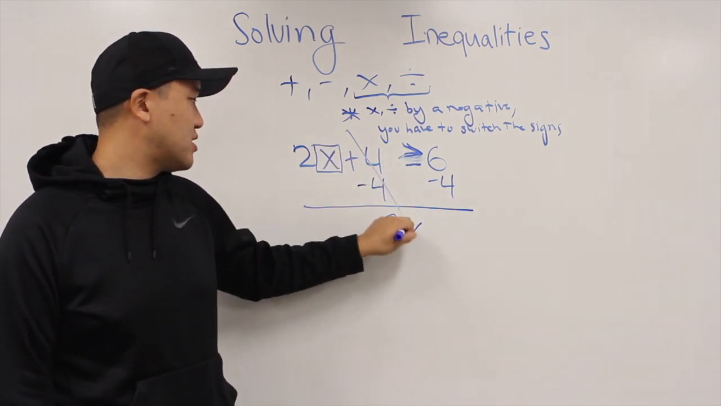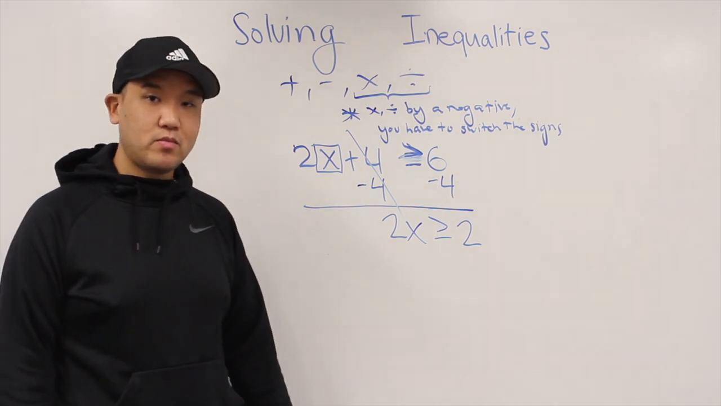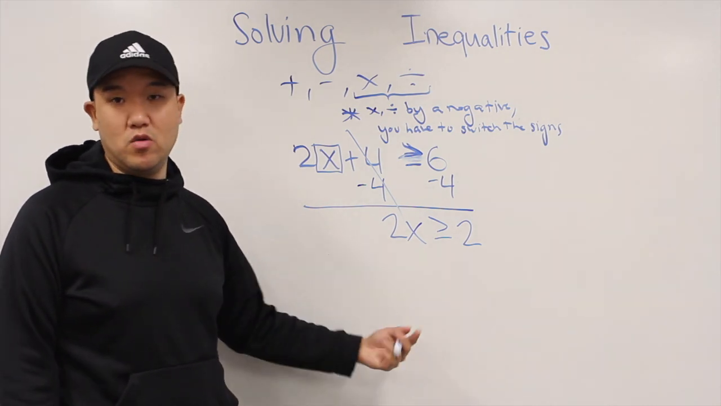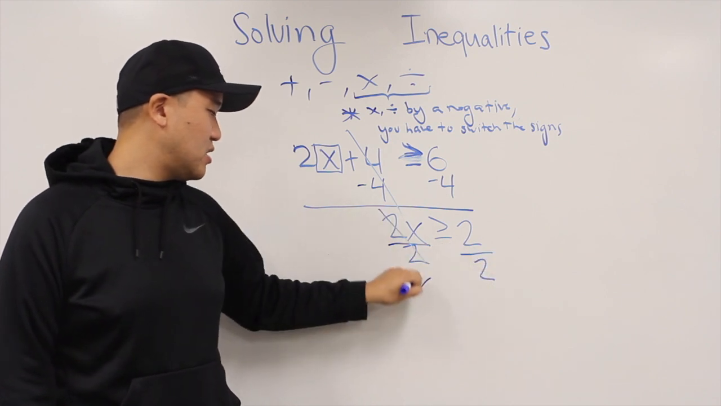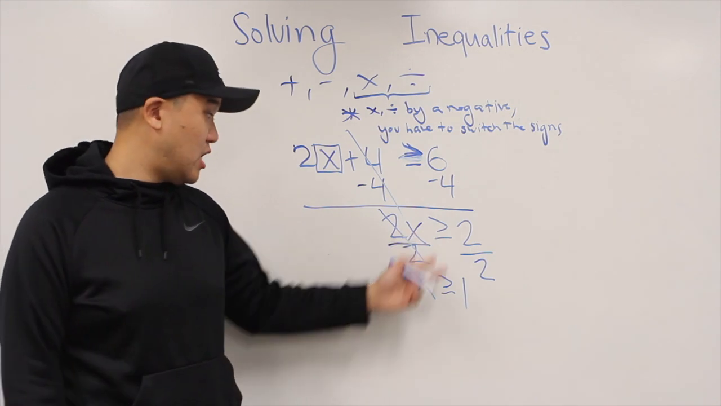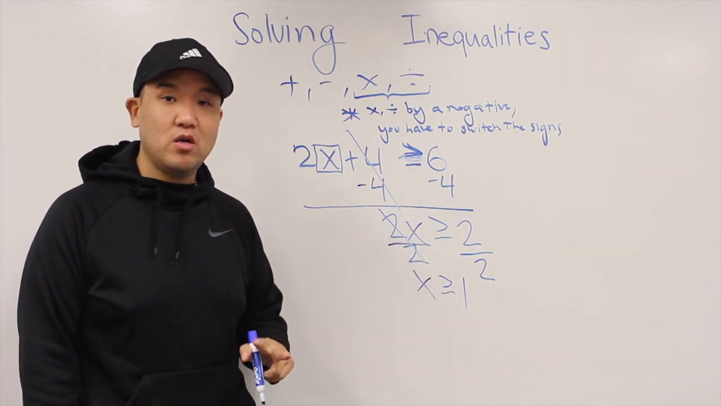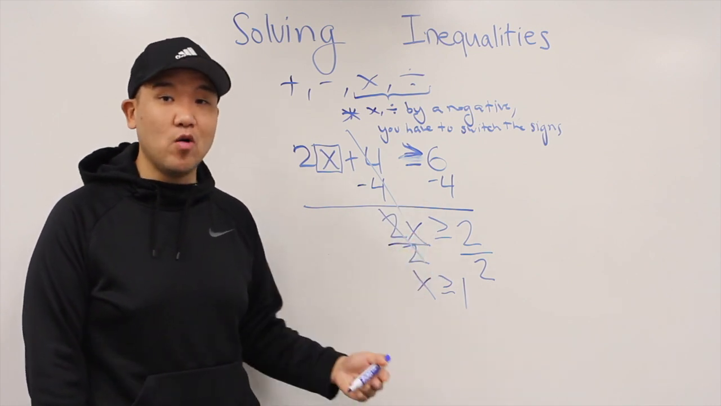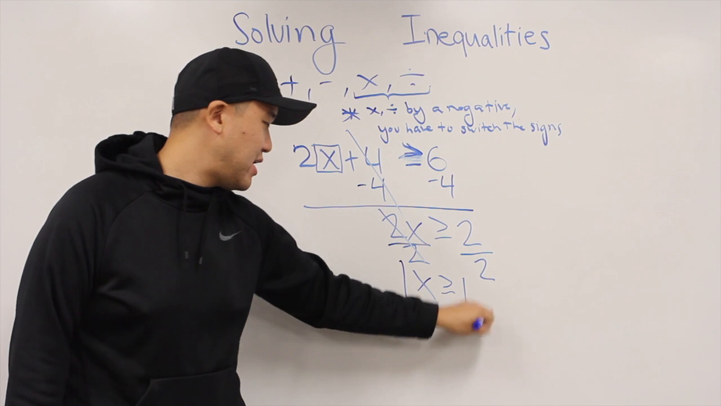So you're left with 2x greater than or equal to 2. Is x by itself? No. So we have to divide by 2 on both sides to get x by itself, to get x greater than or equal to 1. You can tell here I divided by a positive 2. So do I have to switch the sign? No. Only if I divide by what? A negative. Good. So that's my answer.